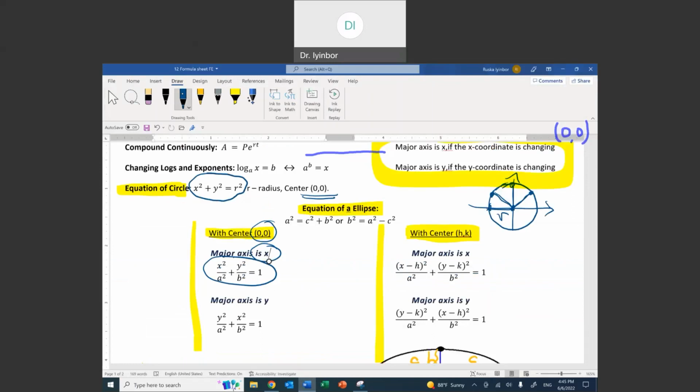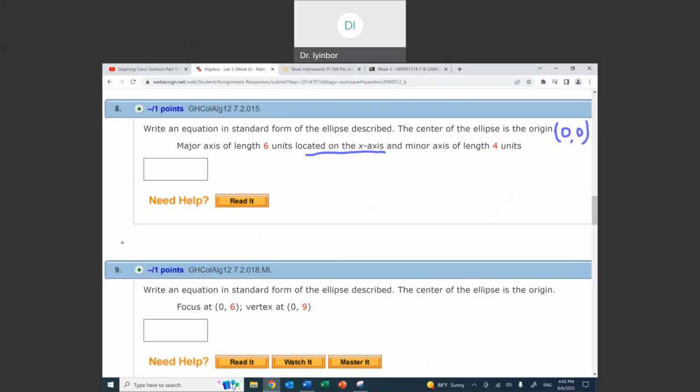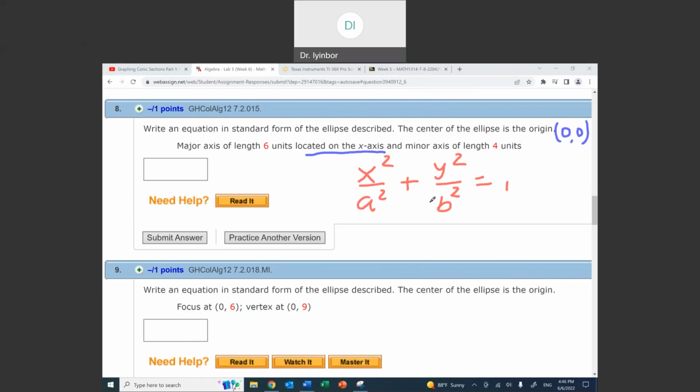So I'm going to write it over here. My answer is going to be x squared over a squared plus y squared over b squared equals 1. This is how you have to enter your answer, exactly like that. All of this, fraction plus fraction equals 1, is your answer.